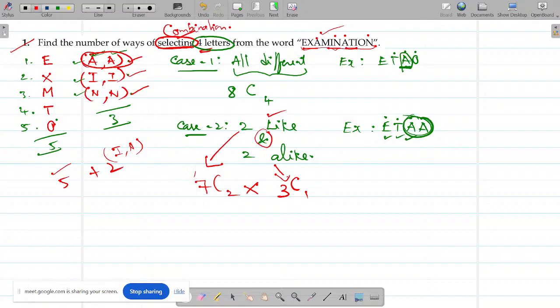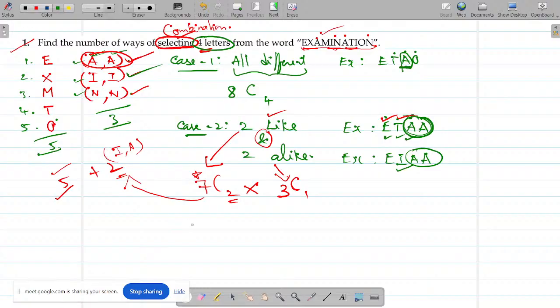Why this 7? I'll place a star mark. Why this 7? Because 5 all different and I and N repeated, so it's 2. So it's 7C2. So this 7 is because 5 plus 2 and this 2 is because this E and T should be different. Or I can take this example also. Instead of taking E and T, I can take this as E, I, A. Please try to understand. This A and A repeated. See, I actually is repeated twice, but I take only one I while choosing. Okay. So this is case 2.